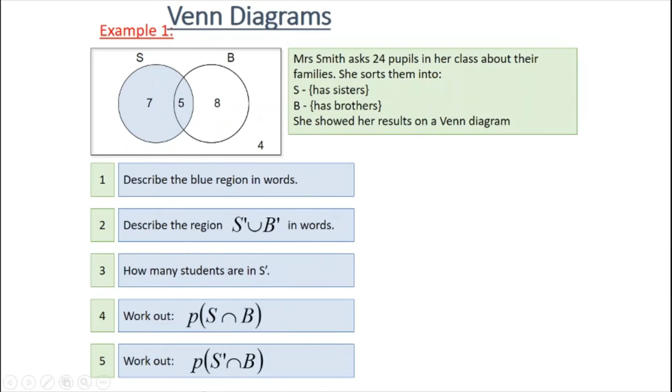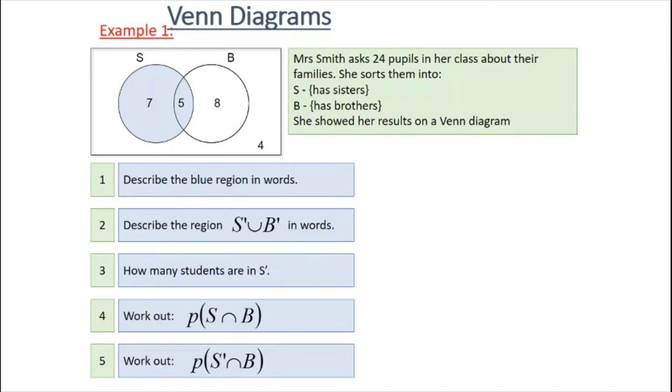Okay, there are 5 questions on screen now. Take your time with them, and if you need to, you can unpause to get an answer so you can check as you're working. Mrs. Smith has sorted 24 pupils according to their families. I have an S set, people who have sisters, the B set, people who have brothers. Each one of those numbers represents a group of people. So have a read of these and try and answer them. As I say, unpause it for an answer if you want to check as you go.